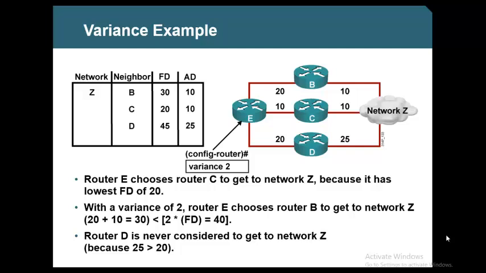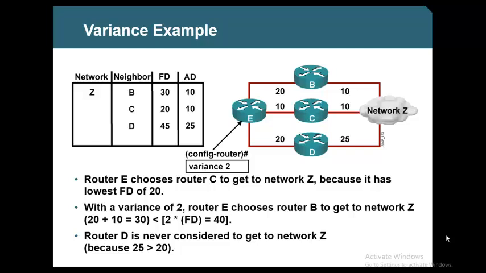How many backup paths will be seen in the topology table? So the primary path is via C. Let's not talk about that now. Let us talk about the backup path. How many backup paths will be seen in the topology table? Can anyone answer? So 1. Why? Only via B. What happened to via D? The advertised distance is higher, exactly.